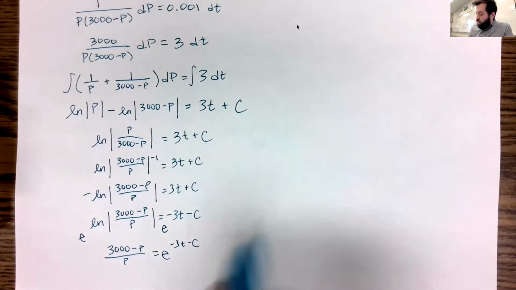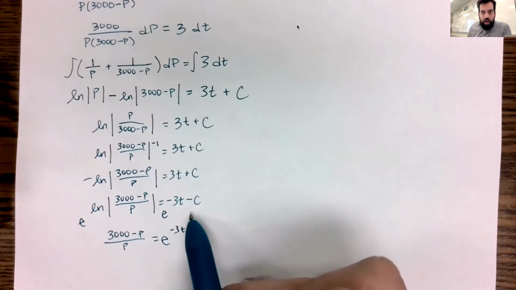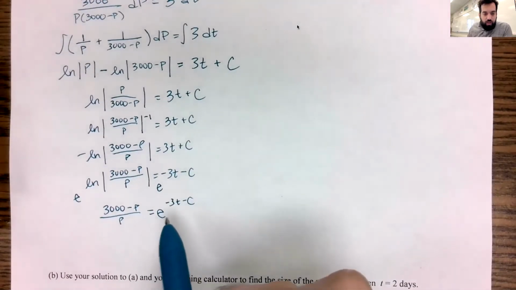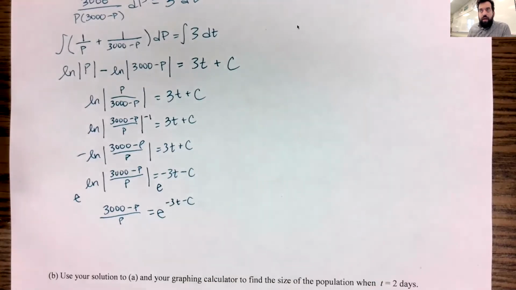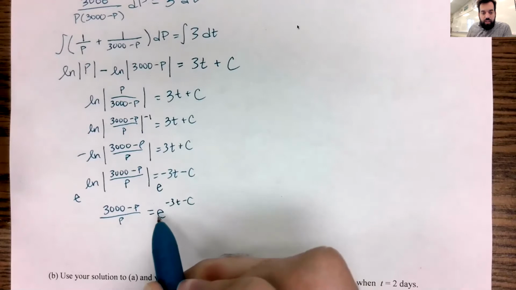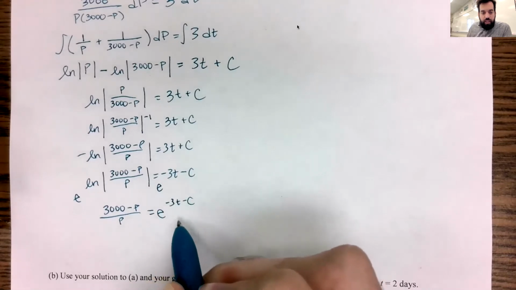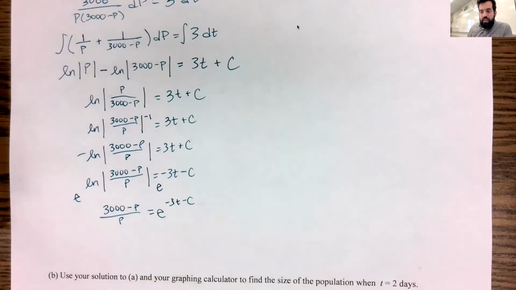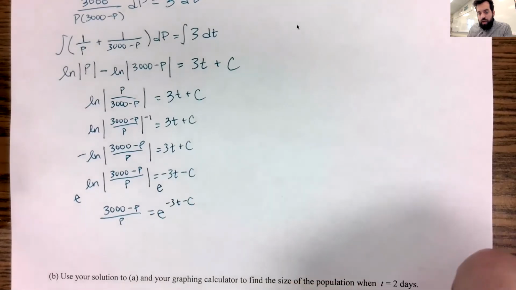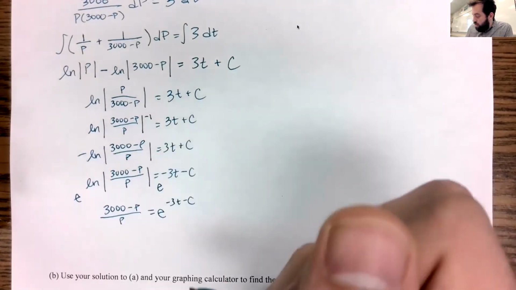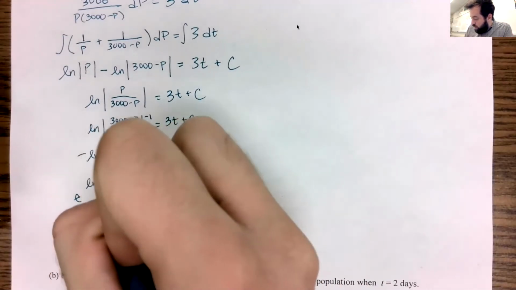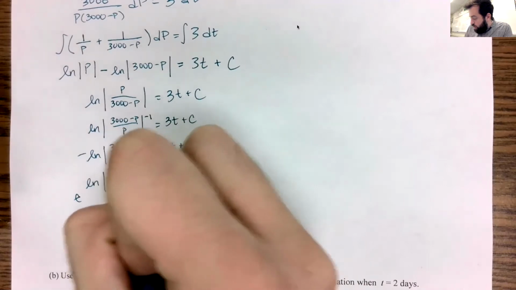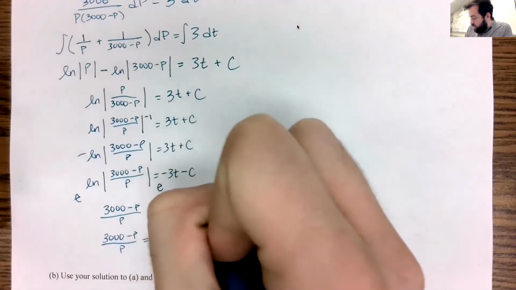And I don't want this constant to be locked up here in the exponent. So let's think this through for a second. If we have two portions of our exponent that are either added or subtracted, we could separate this into e to the -3t times e to the -c. Since c is a constant, e to the -c is just another version of a constant. So what we're going to do here is remove that -c from the exponent and just plop it in front of the e. So we'll have 3,000 minus p over p equals c e to the -3t.